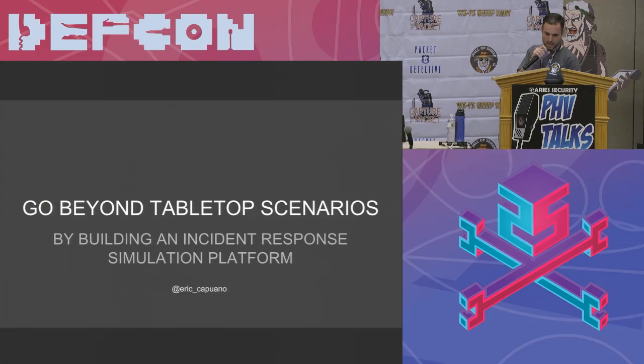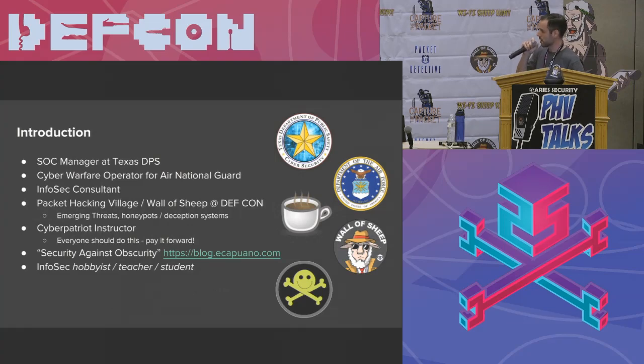So, quick introduction. A little bit about me. I am the SOC lead for the Texas Department of Public Safety. We have 12,000 endpoints over 467 remote locations across the entire state of Texas. So it's a very large network. We are the state police, the Texas Rangers, Department of Emergency Management, driver's license. I mean, we've got a lot of stuff. So that's a busy job.